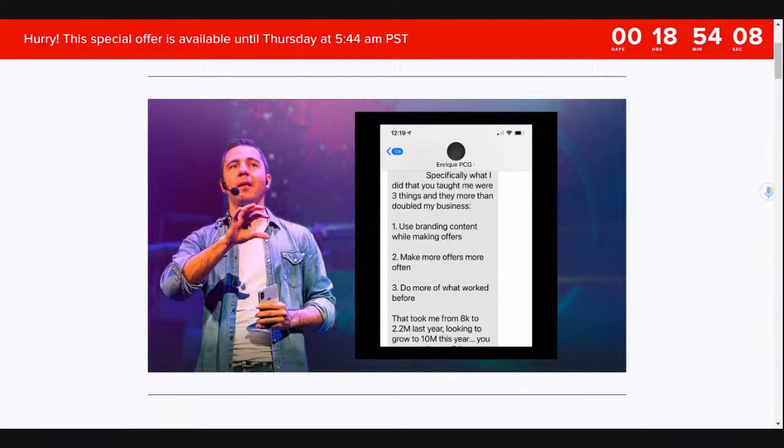Number 1, use branding content while making offers. Incidentally, that's step number 1, getting attention, and I'll tell you about that later. Number 2, make offers more often. And number 3, do more of what worked. All of that is follow-up. He says that took me from $800,000, not 8K, he meant to put 800K, to 2.2 million last year, looking to grow to 10 million this year.